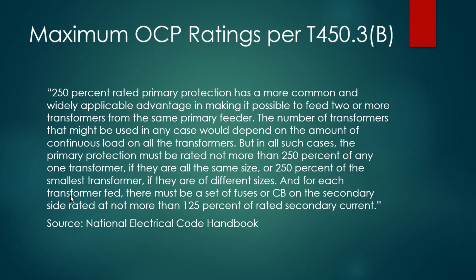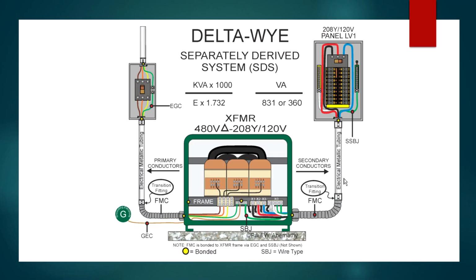Now, and for each transformer fed, there must be a set of fuses or circuit breakers on the secondary side rated at not more than 125% of the rated secondary current. Okay, all right, so what does that mean for us? That's based back on our graphic, so let's go back to our graphic here. Again, let's say that we had a feeder that came out of here, and I had multiple transformers tapping off of it. And when the secondary comes out of these transformers, then I have to have secondary protection. So that's the 125%.